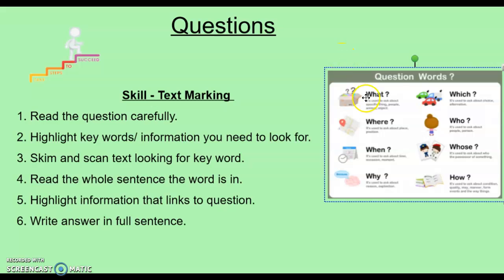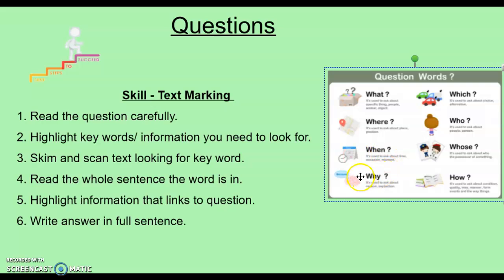Now, some questions will have different questioning words. For example, we have here different types of question words, and they're all asking you to find different information. So if it asks you what, then you need to always find a specific thing or a specific detail in relation to something. If the questioning word is where, then you would need to find a name of a place or a position. If it's saying to you when, you would need to find a date or a time.